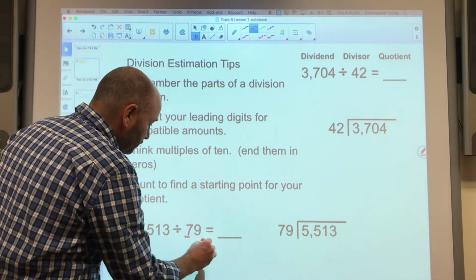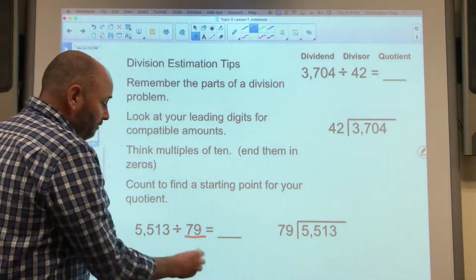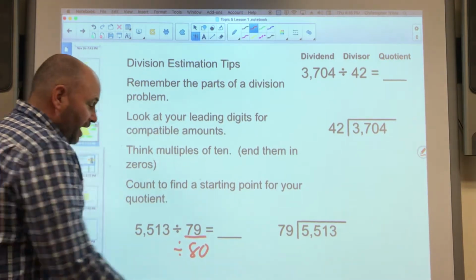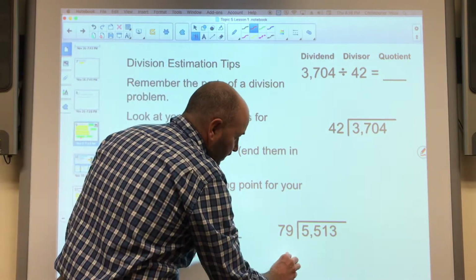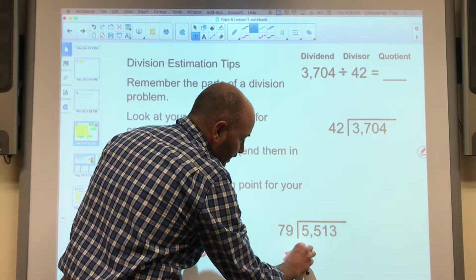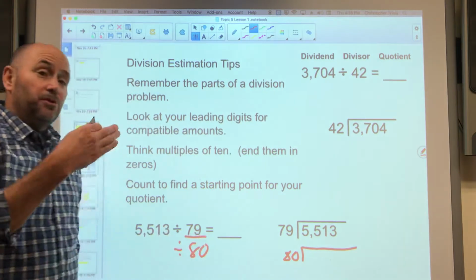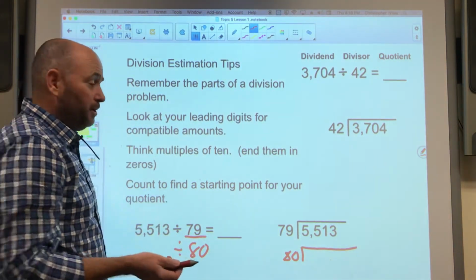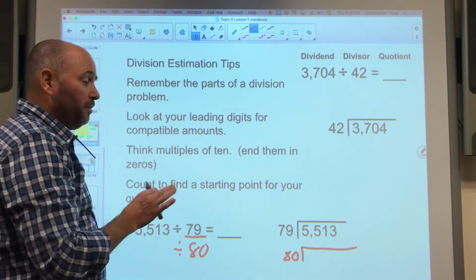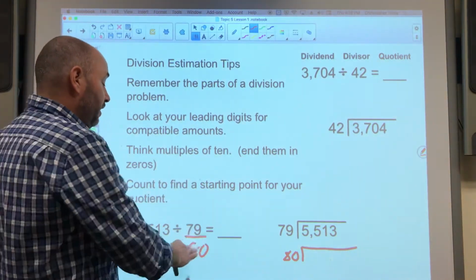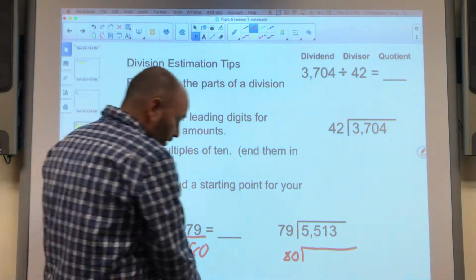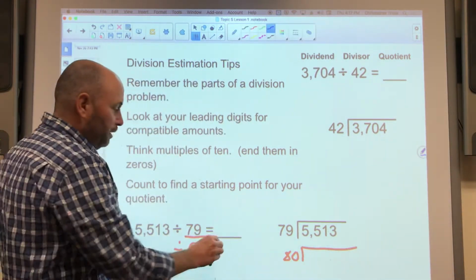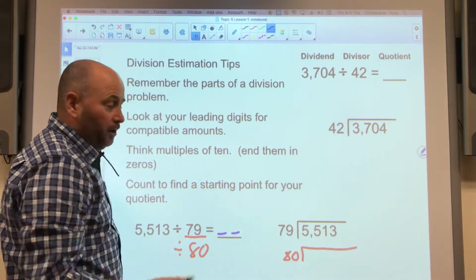Well, the first number we're going to start with is the divisor. Obviously, we're going to round that to 80. Okay? So now, we want to come over here and we're going to set it up like this. We have 80, and then we want to round our 5,513 to a number that is easily workable with or compatible with 80. Let's see how many digits we're going to have in our quotient. That'll be important for our final estimate.